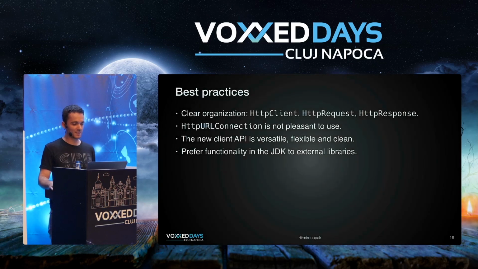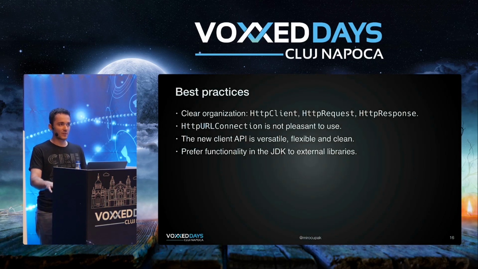So let's recap here. What made the new API pleasant to use was how clearly it was organized, right? Particularly in comparison with the old HttpURLConnection API. We had 3 main classes: HttpClient, HttpRequest, HttpResponse. They're all pretty self-explanatory. Don't use HttpURLConnection. It is not fun. Use the new API client instead. It's very versatile, flexible, and clean.